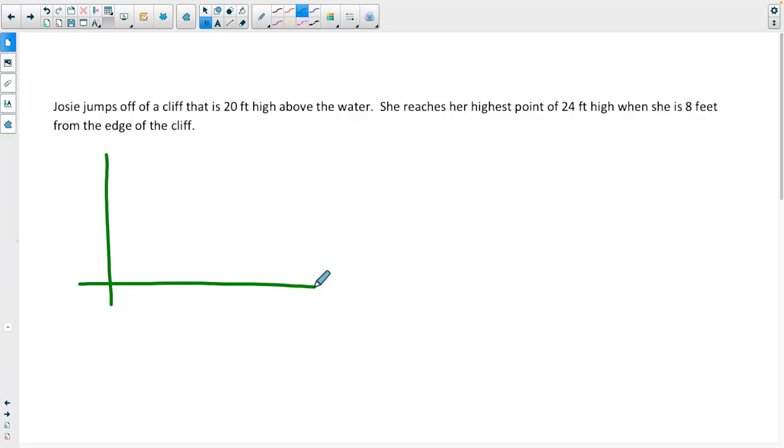So we're looking at this person. I'm going to put a little platform up here. So that's the cliff. They climbed up it. And so this person jumps off of a cliff that is 20 feet high above the water. She reaches her highest point of 24 feet high when she's 8 feet from the edge of the cliff. You go ahead and try drawing the picture. Then I'm going to draw a picture and we'll compare.